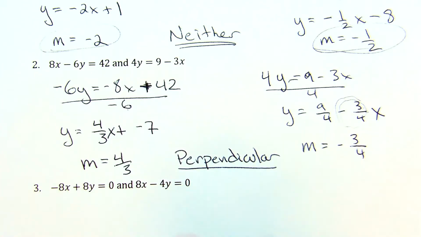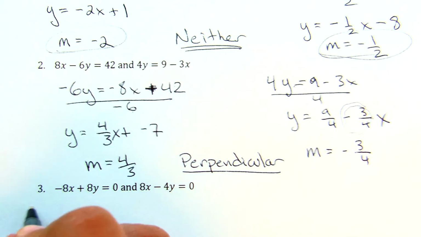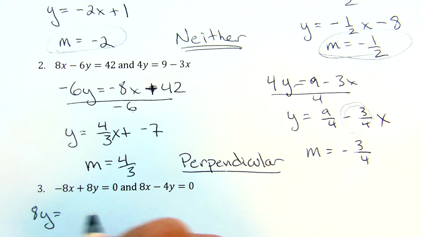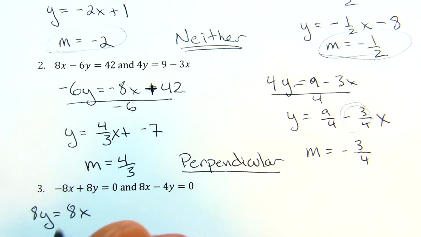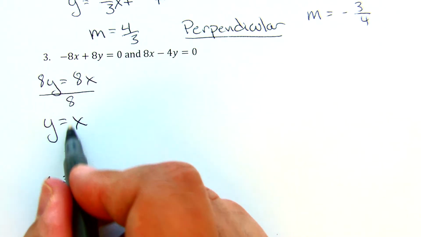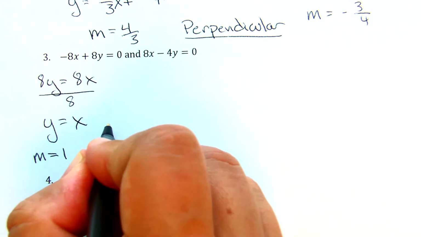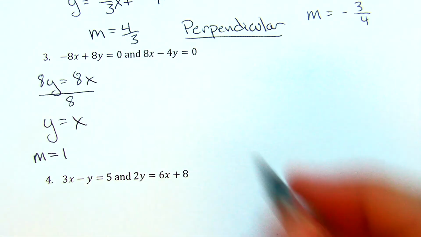Okay, let's try another one. We'll take this and get 8y equals 8x, just adding 8x to both sides, then divide by 8, and we get y equals x. Don't be confused: the coefficient here is going to be 1, so our slope is 1. There's no visible y-intercept because the y-intercept is 0.